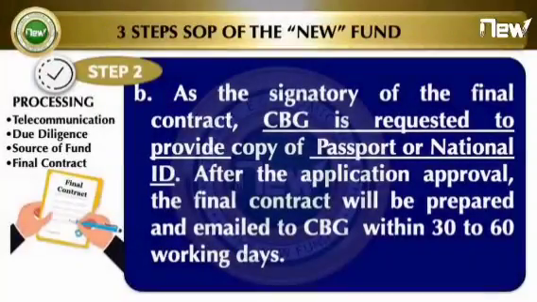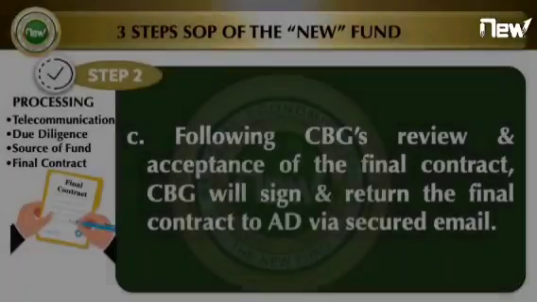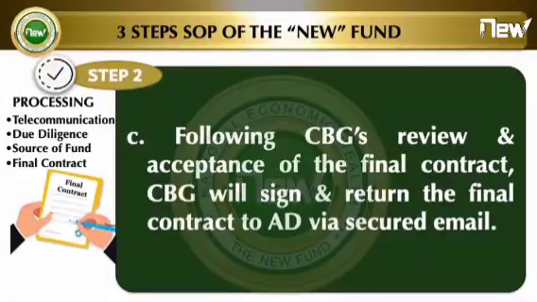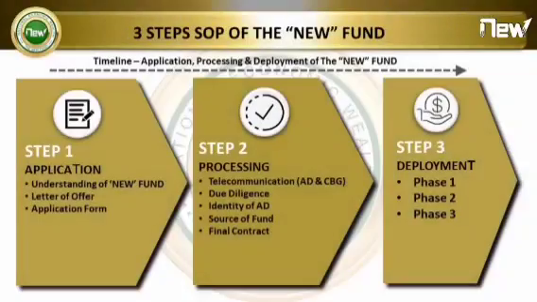As the signatory of the final contract, CBG is requested to provide a copy of passport or national ID. After the application approval, the final contract will be prepared and emailed to CBG within 30 to 60 working days. Following CBG's review and acceptance of the final contract, CBG will sign and return the final contract to AD via secured email. That brings us to step number 3, the deployment of the new fund.